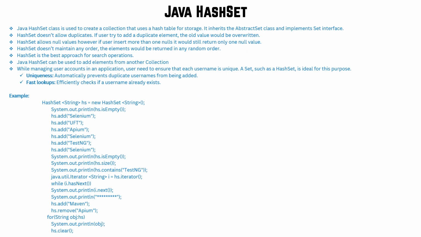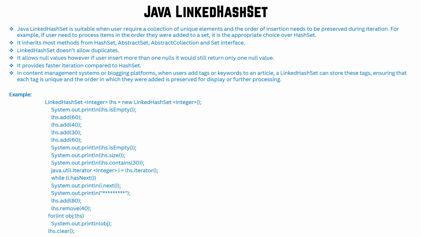Now we'll go to the other two. The hash set part we already discussed. Linked hash set means the same thing, but it keeps the same order when displaying. What is the example? Java linked hash set is suitable when a user requires a collection of unique elements and the order of insertion needs to be preserved during iteration. For example, if the user needs to process items in the order they were added to the set, it is an appropriate choice of using linked hash set over hash set.